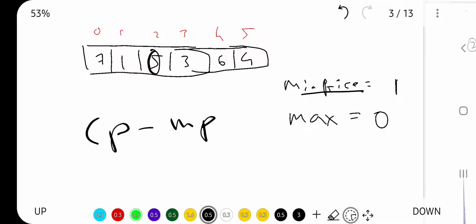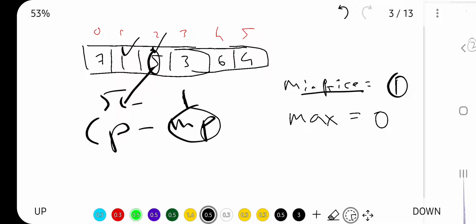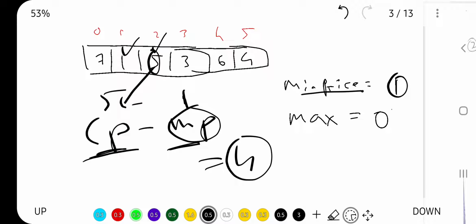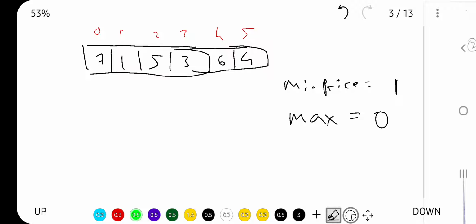What is the current price I am encountering? 5. So 5 minus what is the minimum price? 1. So if I buy the stock at 1 and sell at 5, what is the profit I'm getting? 5 minus 1, which is 4. So maximum profit will be updated as 4. So let's make the changes here. The maximum profit till now is 4.